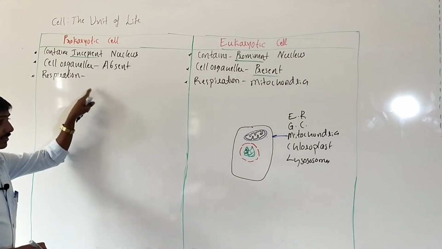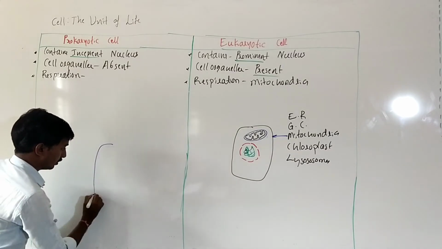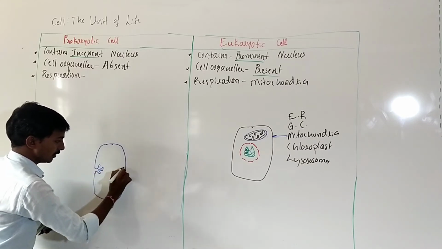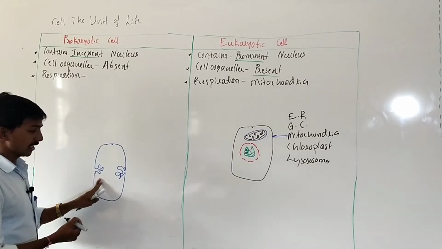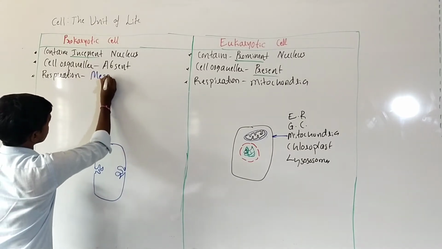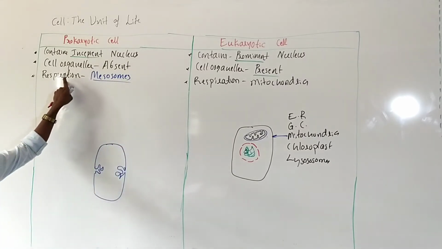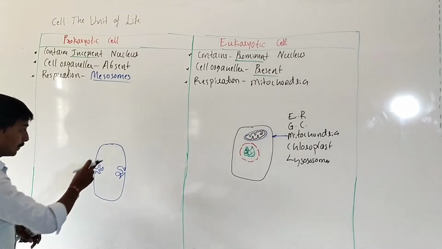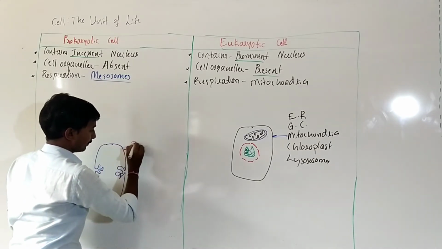Here in the prokaryotic cell, though it does not have mitochondria, the inner membrane or plasma membrane forms finger-like projections into the cytoplasm. Those finger-like projections are known as mesosomes. They are involved in respiration. That is why the plasma membrane or cell membrane is also called a respiratory membrane.